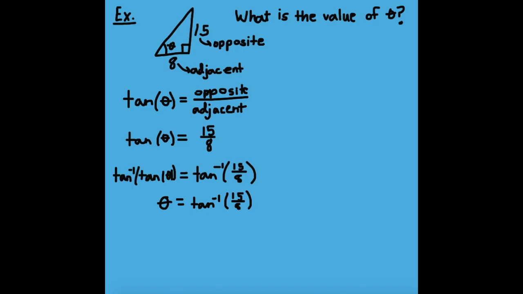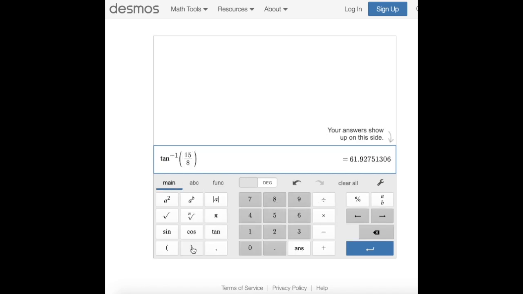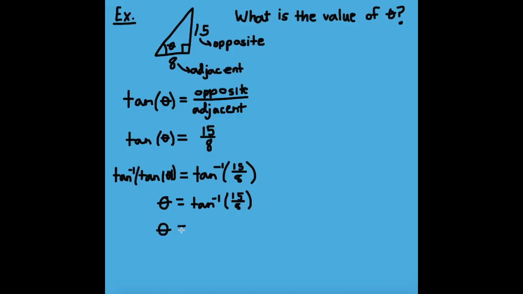Now, what does inverse tan of 15 over 8 equal? We will need a calculator for this. So I have the Desmos calculator out, and I will do inverse tan of 15 over 8. This is equal to 61.93 degrees, which we can round to 62 degrees. Therefore, this angle is 62 degrees.